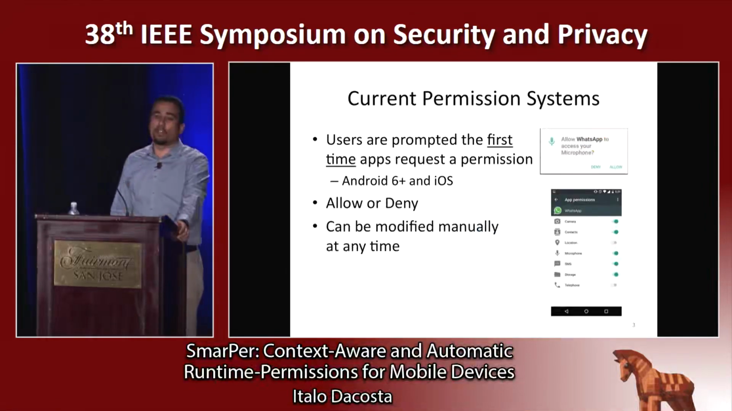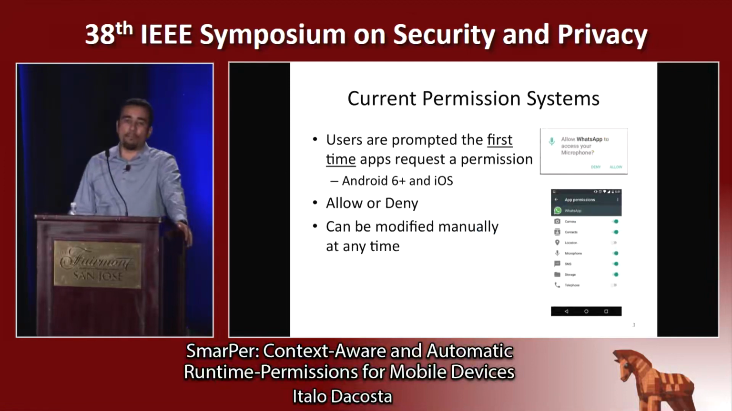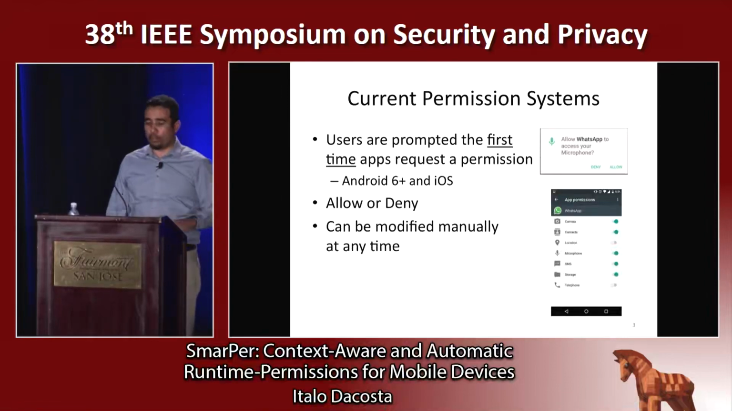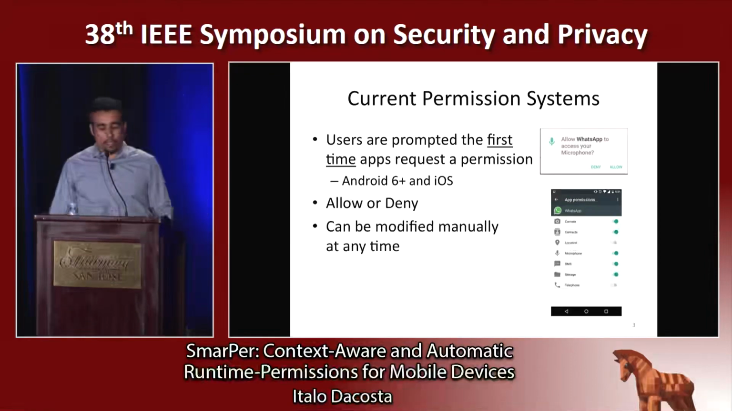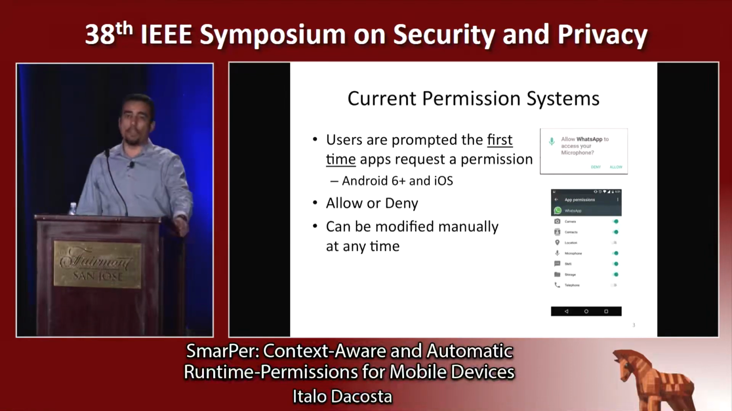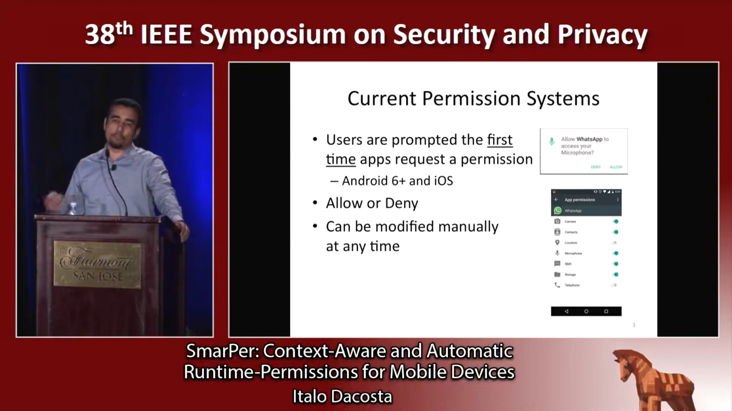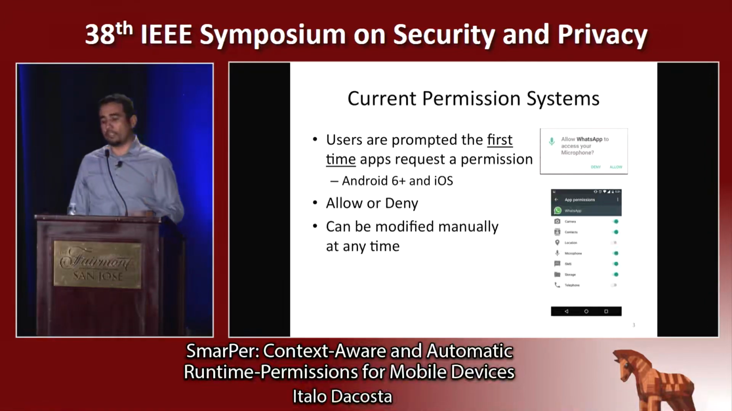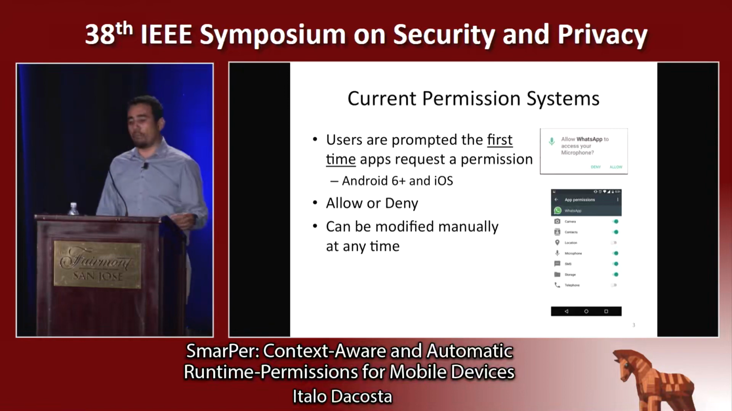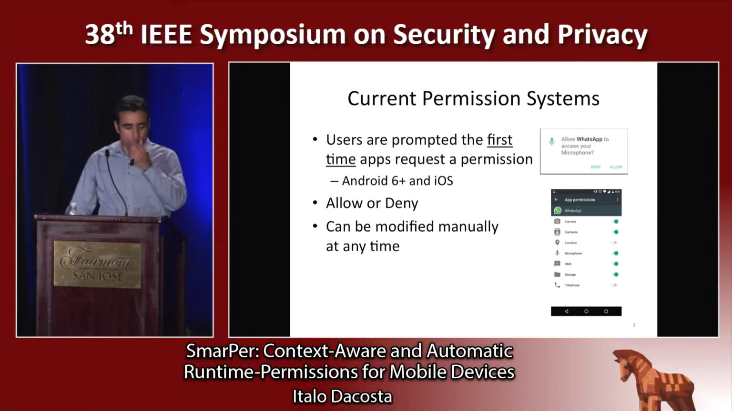As of today, current mobile platforms such as Android and iOS use a permission system that behaves more or less the same. After an app is installed, the first time the app requests a sensitive resource, the user is prompted and asked if this request should be allowed or denied. The decision is then stored, and it can be modified later on by the user by going through some menus. So I am sure all of you are familiar with this.